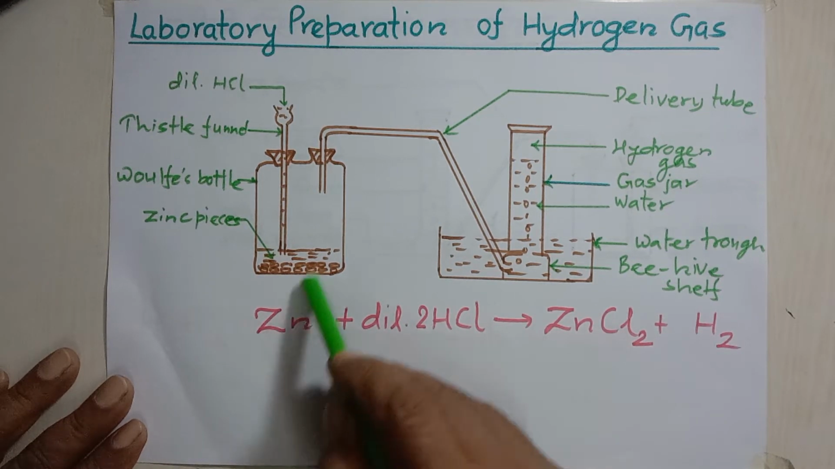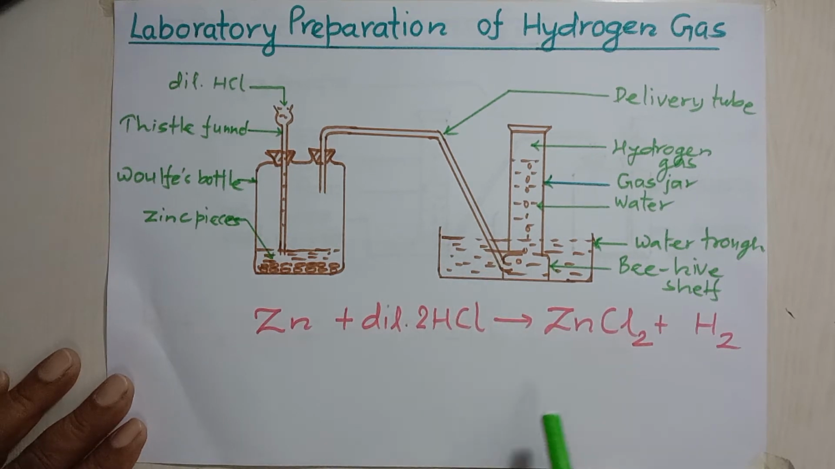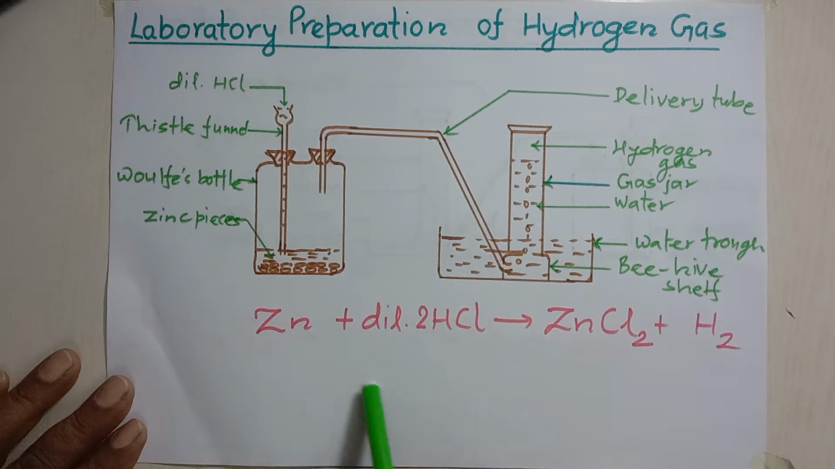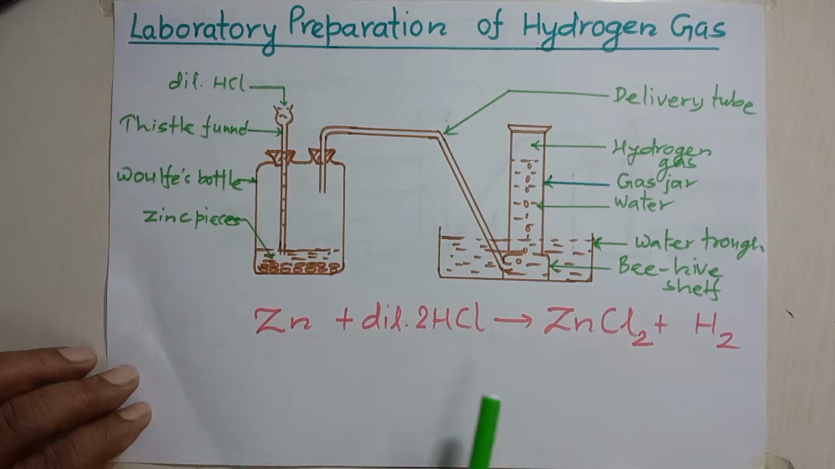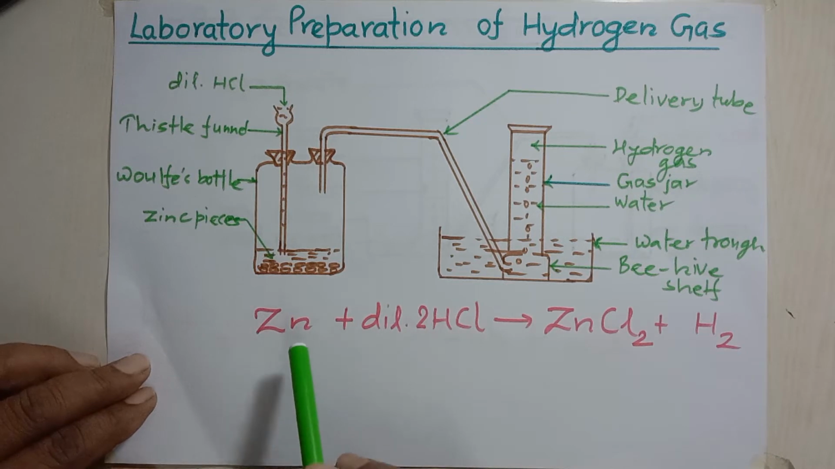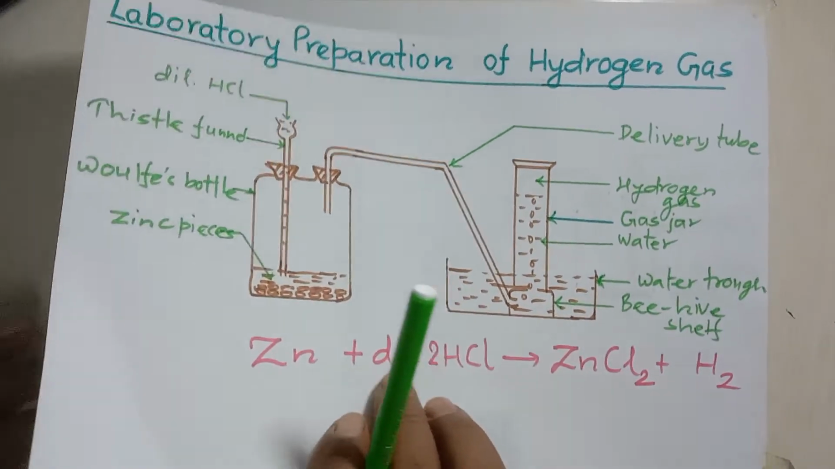There are many metals and there are other acids also, but particularly why zinc is selected and why dilute hydrochloric acid is selected, we are going to talk about this. First, this metal, why zinc is selected. I want to talk about other metals and I want to declare why zinc is used.